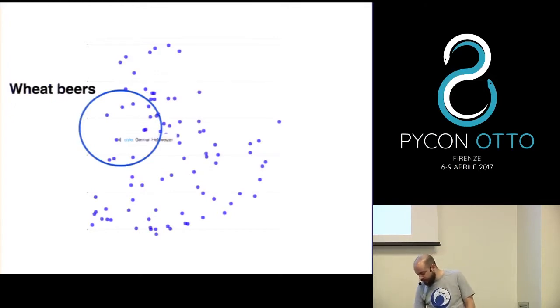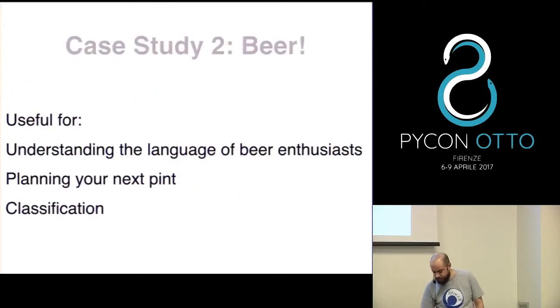This was a bit of a toy example, a bit of a joke for me. So useful, of course, to plan my next pint. But again, this is really about having a deep understanding of your data. So essentially understanding how people talk about a particular topic. And it could be any domain model here.